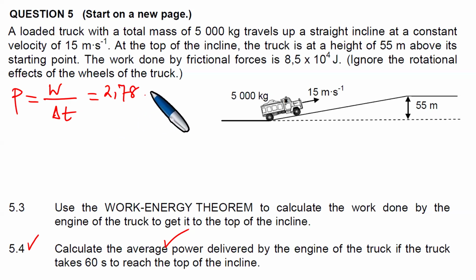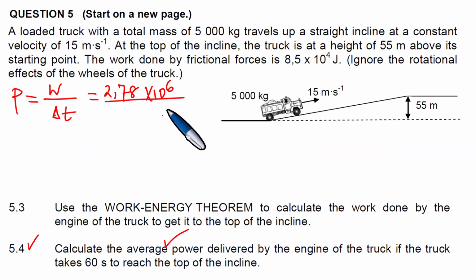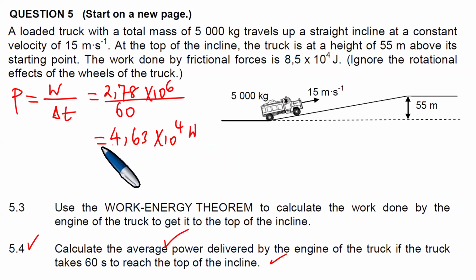2.78 times 10 to the 6th power. We have already found the work, and it is exactly this. Right, so the work we got here is 2.78 times 10 to the 6th power joules, and therefore we put 2.78 times 10 to the 6th power joules divided by the time, the change in time. But we're told that the truck takes 60 seconds to reach the top of the incline, so we divide by 60, and therefore this is the same as 4.63 times 10 to the 4th power watts.